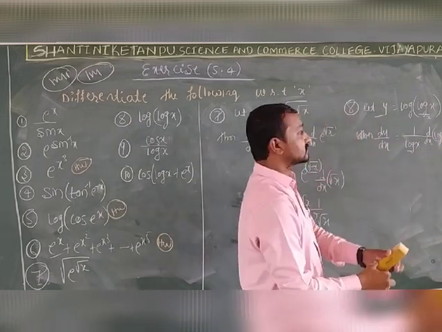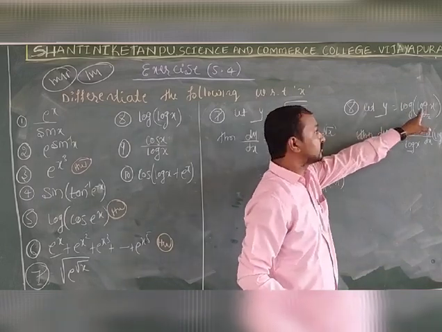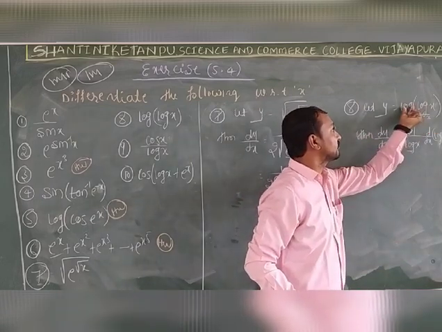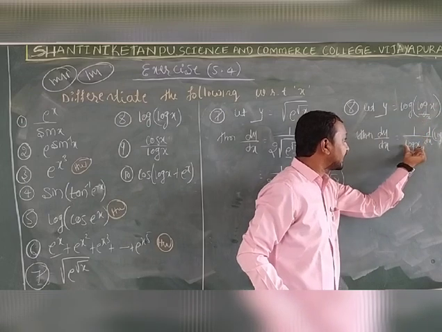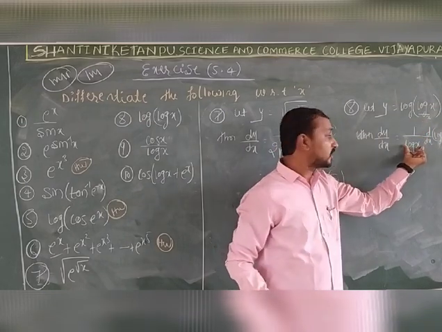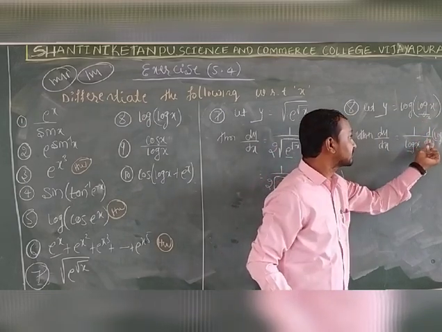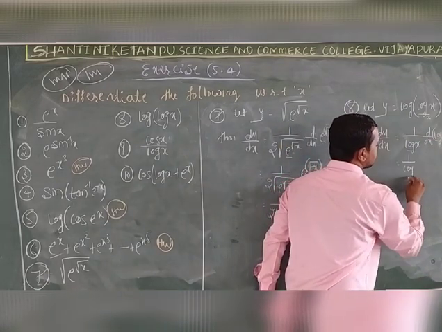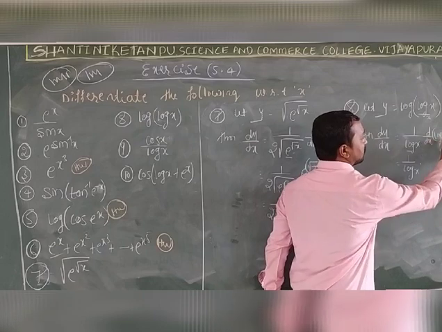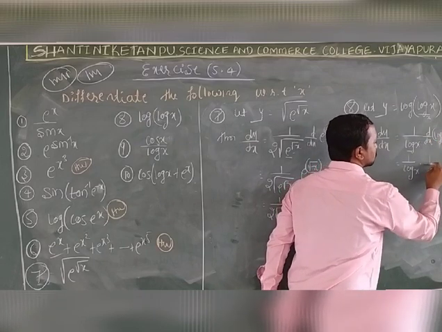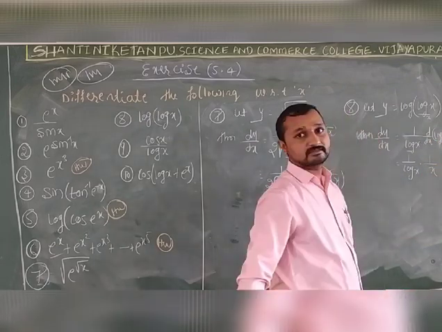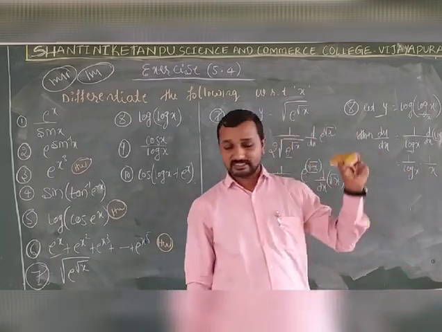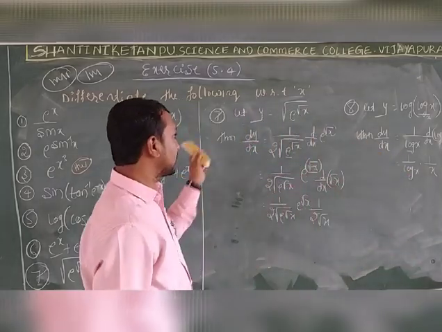Clear that? So this is log of log x. The derivative of log x is 1 divided by x. Instead of x, what is there? log x. Then differentiate again, d by dx of log x. This should be 1 divided by log x as it is, into what is the derivative of again log x? The derivative of log x is 1 divided by x. Okay? This is a very important example, friends. So you can write this example.